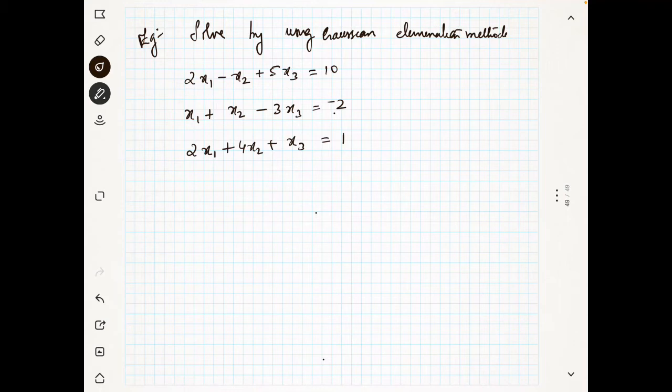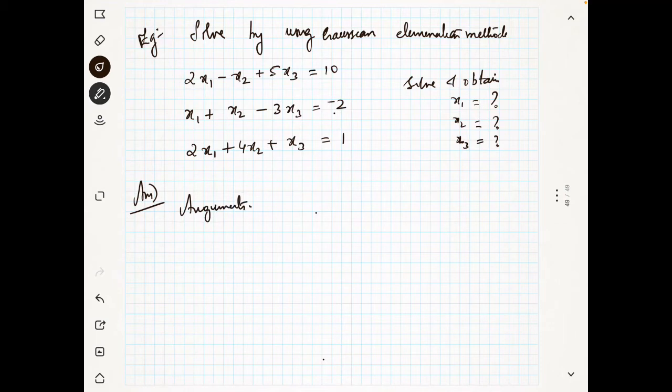Now we want to solve by using the Gaussian elimination method and obtain x1, x2 and x3. So this is the question. So you have to find all these things. So we will be writing the augmented matrix.